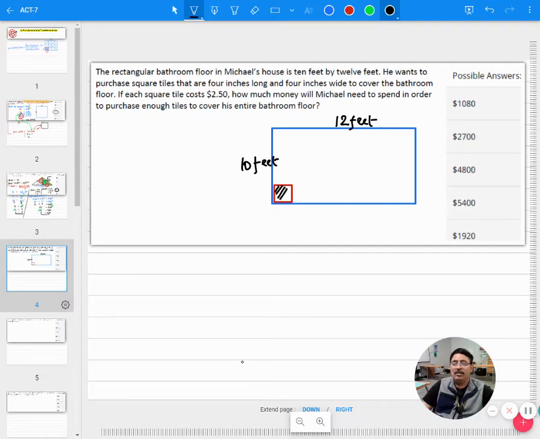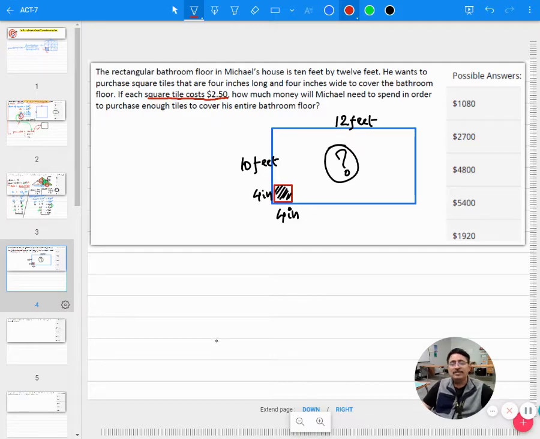Well, the size of each tile is given as 4 by 4. That is, 4 inches is the length and 4 inches is the width. First of all, how many tiles are required? And also, it says that if each square tile costs $2.5, how much money will Michael need to spend in order to purchase enough tiles to cover his entire bathroom floor?